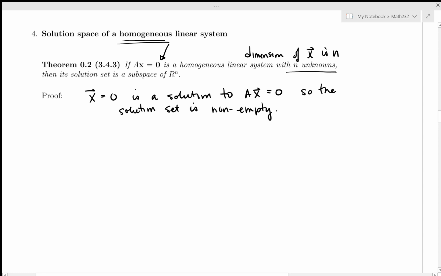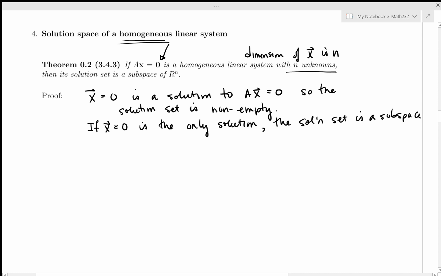Okay, if x equals 0 is the only solution, that's a possibility. We've seen that before. If that's the case, then the solution set is a subspace, because we just have the 0 vector, and the 0 vector is a subspace of Rn. So if this is our only solution, then we're basically done. The solution set is a subspace. Okay, how about if it's not?